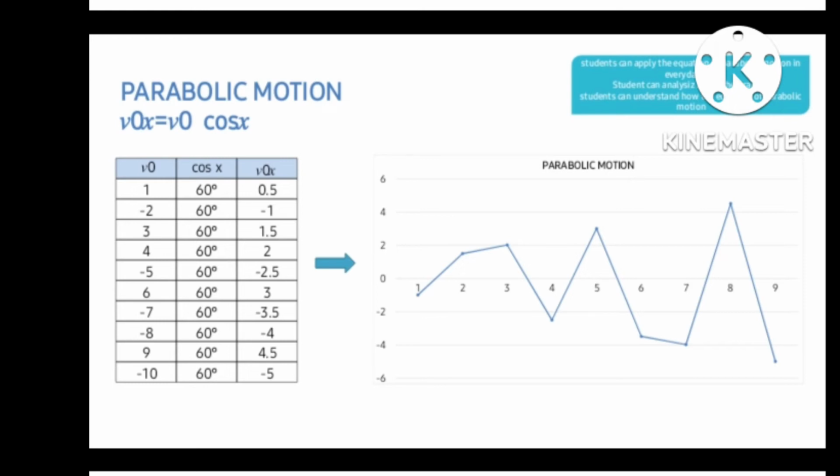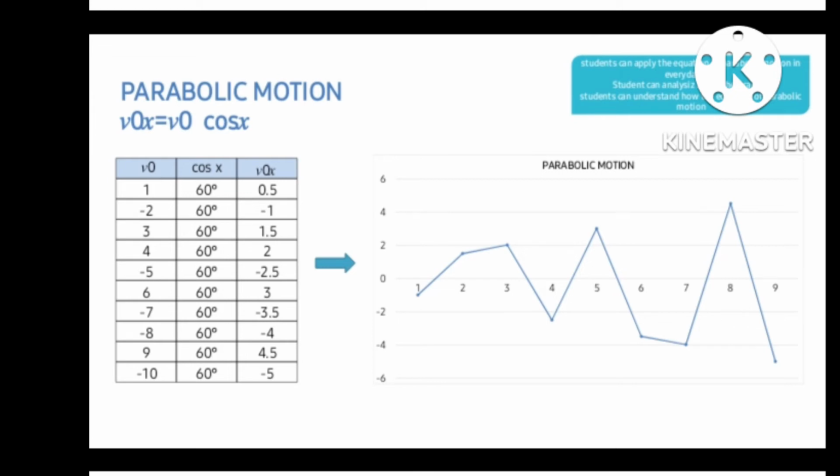Next, the initial velocity is minus 8. Cos x is 60 degrees. Then the value of parabolic motion is minus 4. Next, the initial velocity is 9. Cos x is 60 degrees. The value of parabolic motion is 4.5. And the last, the initial velocity is minus 10. Cos x is 60 degrees. Then the value of parabolic motion is minus 5.